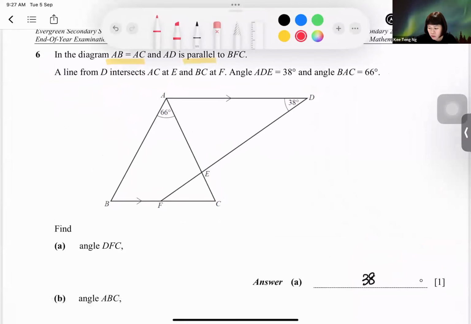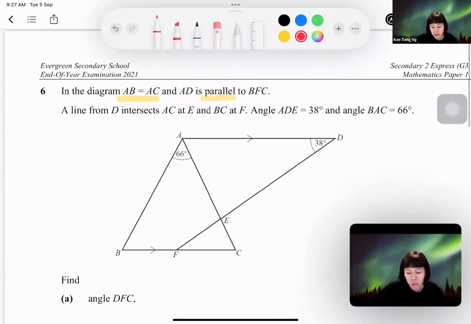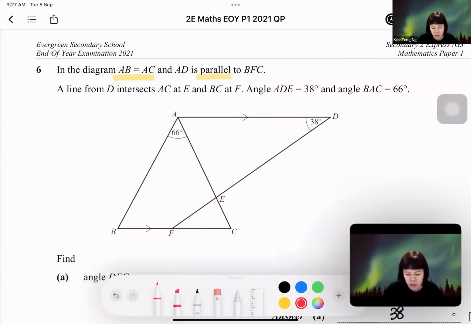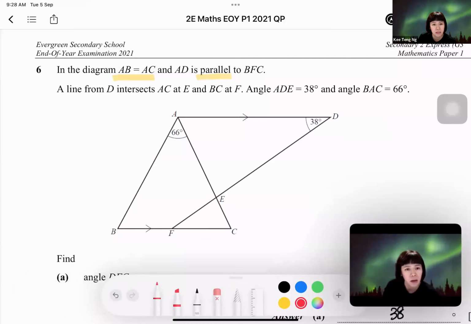Next question over here. Just to take note, I'll be sending out the answers later also, so you don't need to be too busy copying everything. Just pay more attention to the explanation. Inside the diagram, AB is equal to AC.